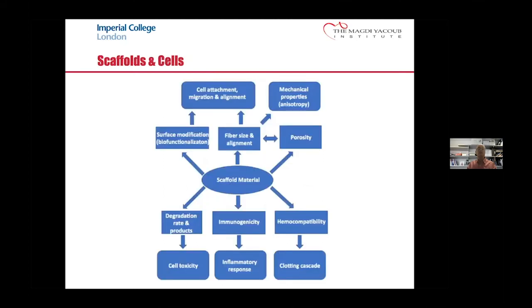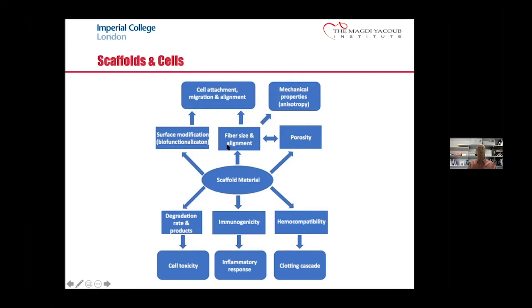So let's focus slightly on the scaffold material. While a lot of this is to do with the nature of the actual material making the scaffold, what you do with it may determine what cells will enter into the scaffold once it's implanted. So controlling the porosity and the fiber size and the alignment of the pores within the scaffold is an important consideration in order to determine what type of cells will get into your scaffold.